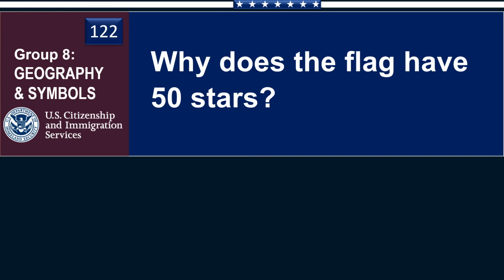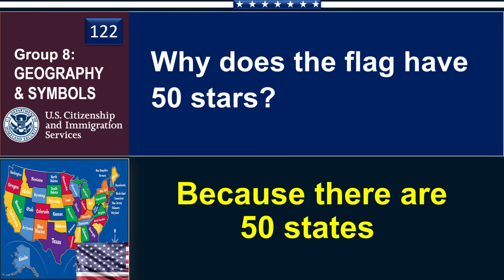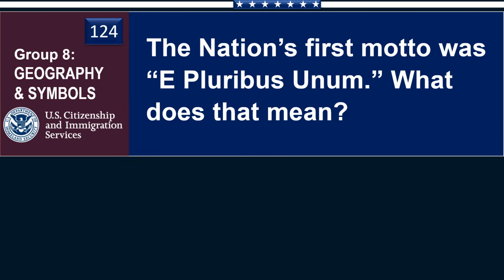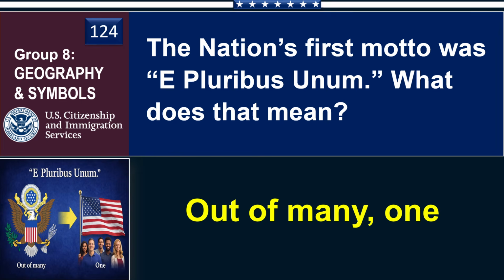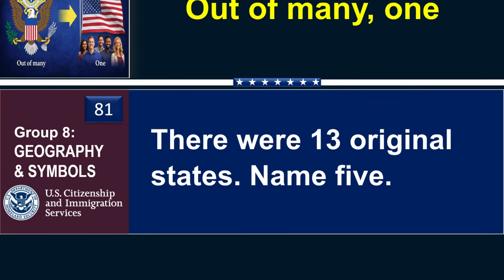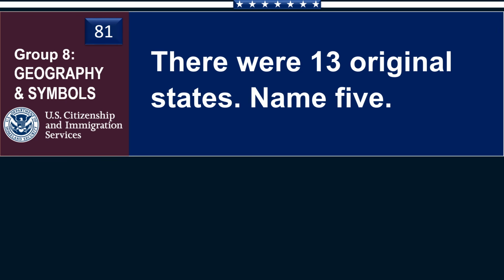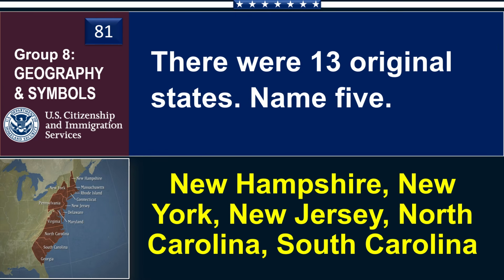Why does the flag have 50 stars? Because there are 50 states. The nation's first motto was E pluribus unum. What does that mean? Out of many, one. There were 13 original states. Name 5. New Hampshire, New York, New Jersey, North Carolina, South Carolina.